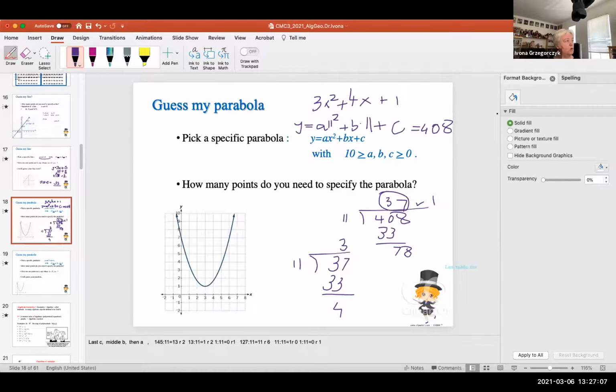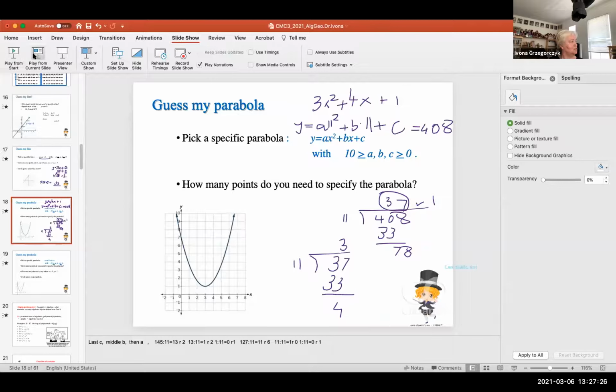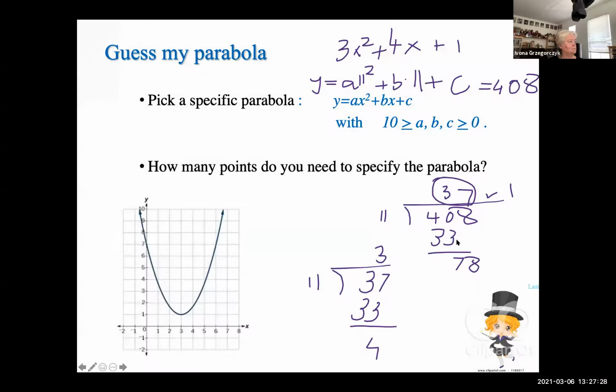Everybody with me? So what we are doing here, we are really representing this number 408 in the 11 system, not the binary system. We are representing it as an 11 system. Okay, everybody understands what I'm doing? So this is how you do the trick. Yes, right? You just divide it, and 11 is good enough.